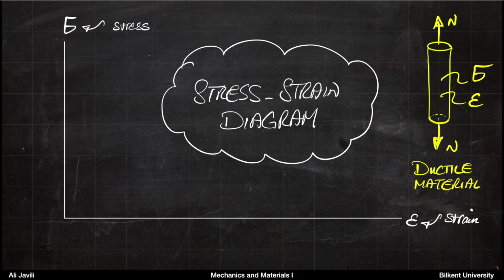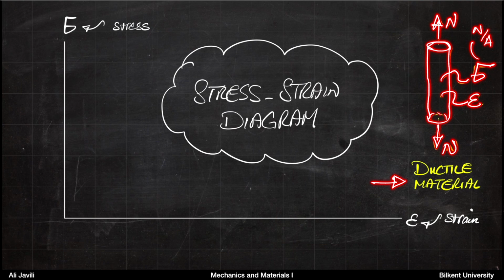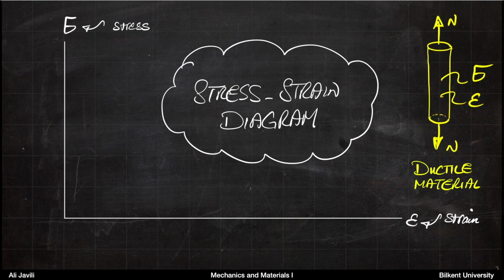So imagine you have a bar made of a ductile material, and you apply forces at the two ends of this material. This is essentially a uniaxial tension test, and because of this, you get a stress that you can calculate. It would be N divided by A, and then you get strain, which you can also calculate. It would be delta L over L. Okay, so we know what strain and stress are for this particular test.